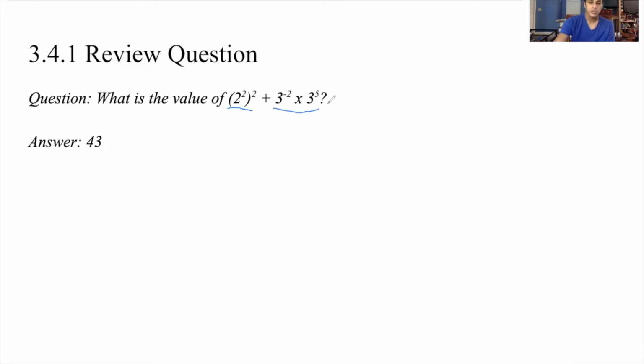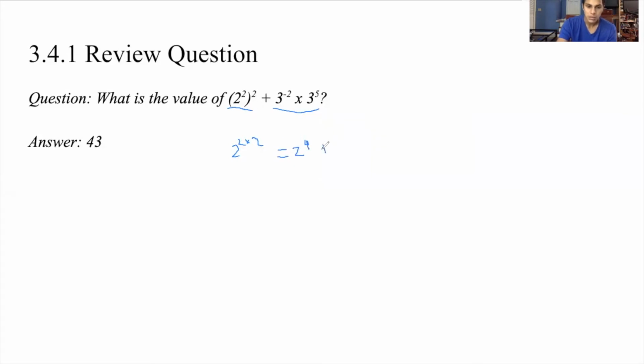So if you remember our trick from the last slide to simplifying expressions with powers of the same number, you'll be able to simplify both of these sections to make it a little bit easier. So let's start with the first one. We can simplify 2 to the power of 2 to the power of 2 to 2 to the power of 2 times 2. Because remember, whenever you have a number raised to a power inside of parentheses and then raised to another power outside of the parentheses, you can multiply those two powers together and it simplifies to 2 to the power of 4 in this case. So this simplifies to 2 to the power of 4.